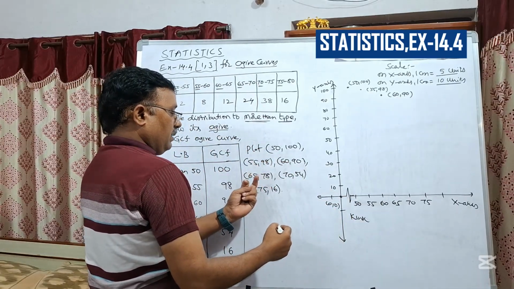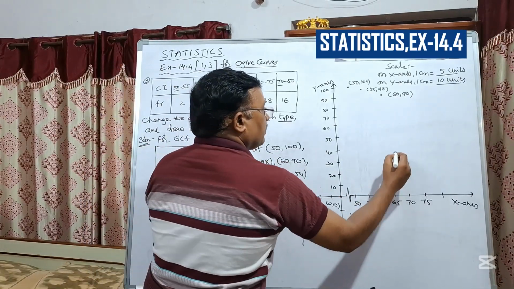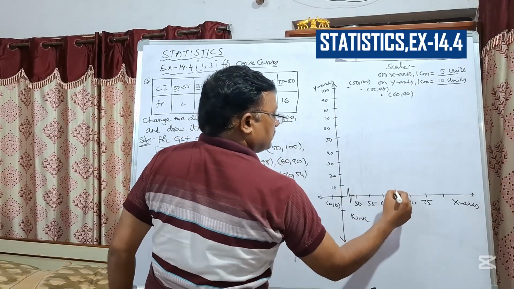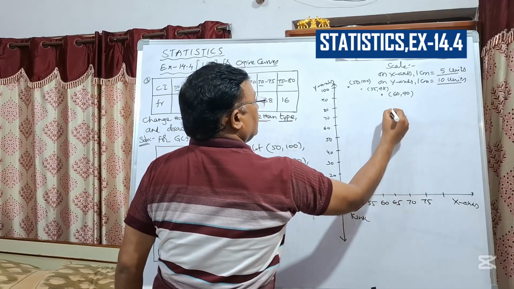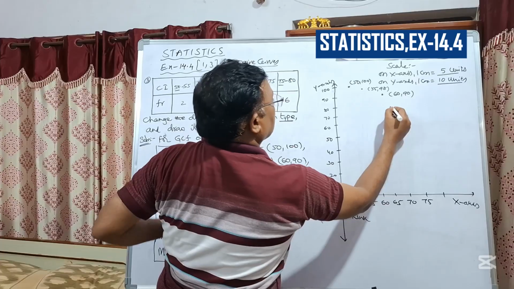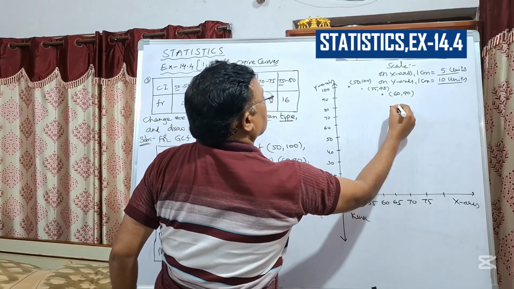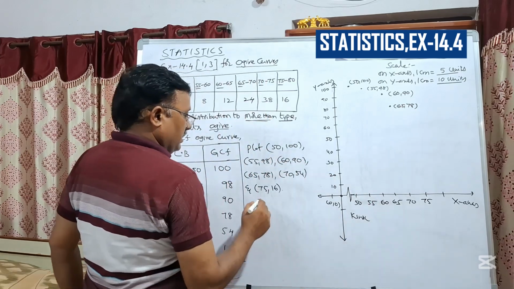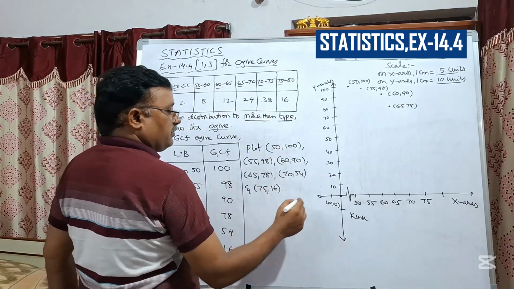Next one, 65 comma 78. 65 comma 78 means under 80. Under this 80, the second small line, that is 65 comma 78. Got it? Next one, 70 comma 54.